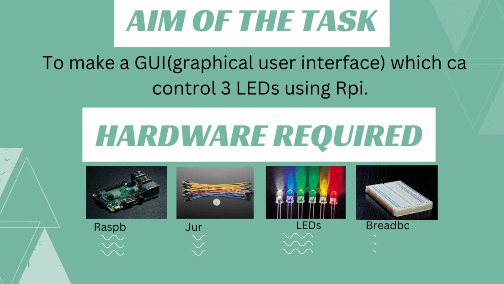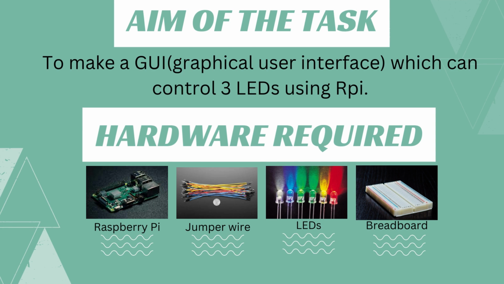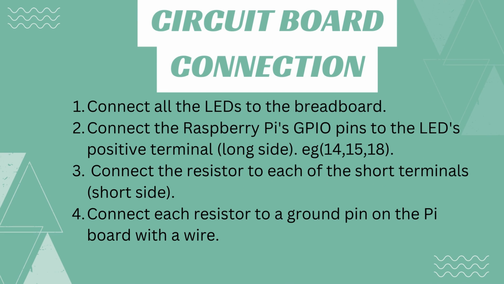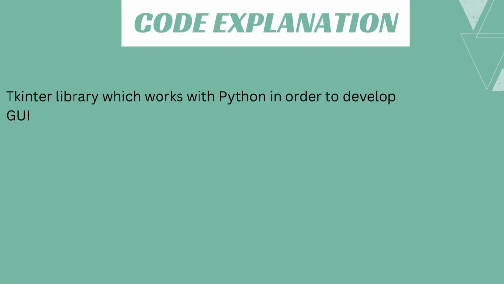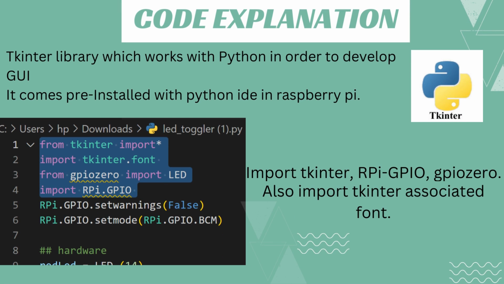The main aim of this task is to build a GUI in Python which can control 3 LEDs using Raspberry Pi. Hardware required for this task are Raspberry Pi, jumper wires, LEDs and breadboard. Place all 3 LEDs on breadboard and connect all of their positive terminals to one of the GPIO pins on the Raspberry Pi and connect all of the LED's negative terminal through a resistor to the ground port of the Raspberry Pi. After completing the circuit, we will move to the coding part of the task.